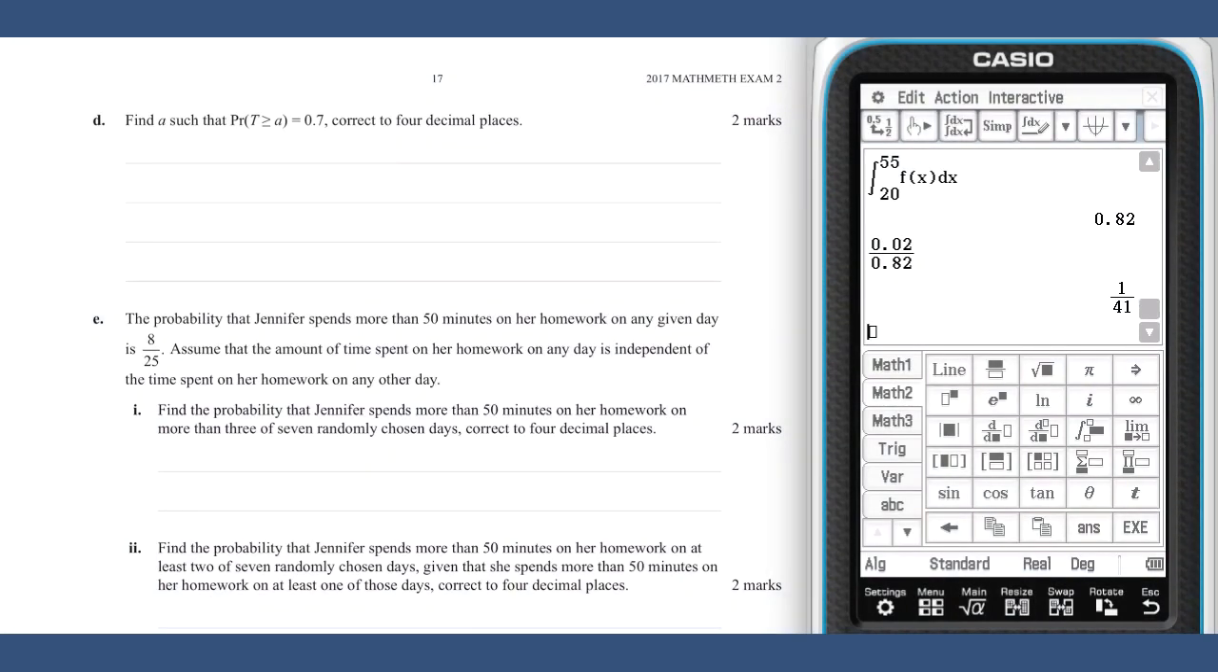Part D. We are asked to find A such that the probability of t greater than or equal to A is equal to 0.7. This looks something like this. If we use the fact that the area up to and including A is equal to 0.3, then this statement is equivalent to the following integral equation. And this equation can be solved on our class pad.